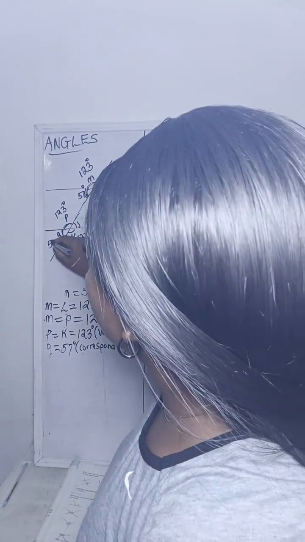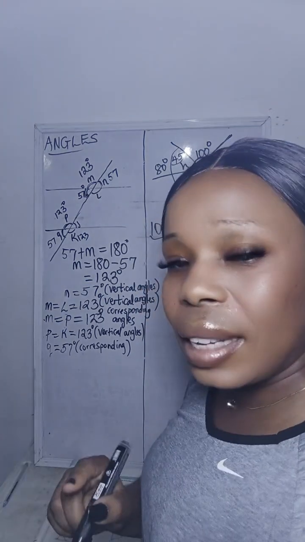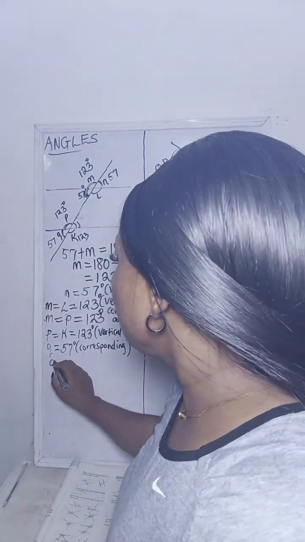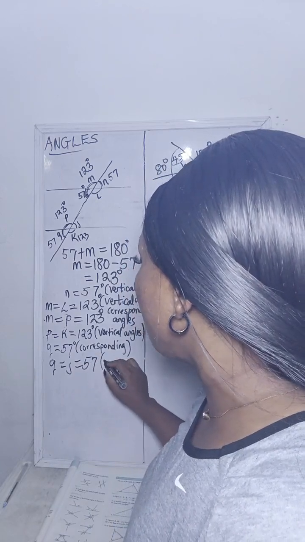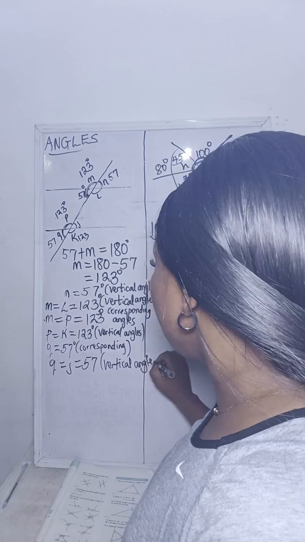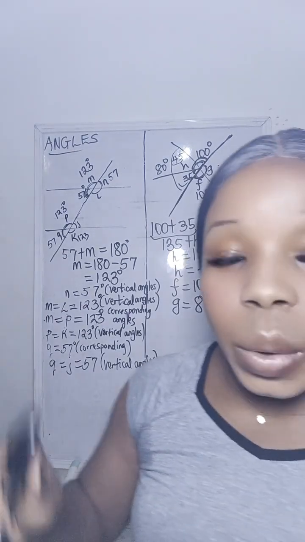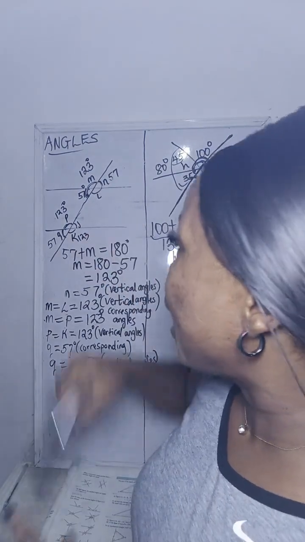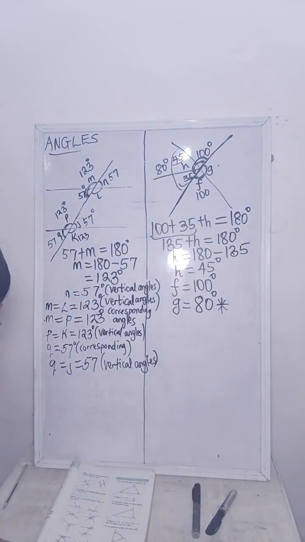So Q is 57. If Q is 57, definitely our J would also be 57. Can you guess? That's because they are vertical angles. So Q is equal to J, which is equal to 57, and voila, we've gotten all values for the missing letters. We've gotten our values for M, N, L, P, Q, K, and J. Super easy.